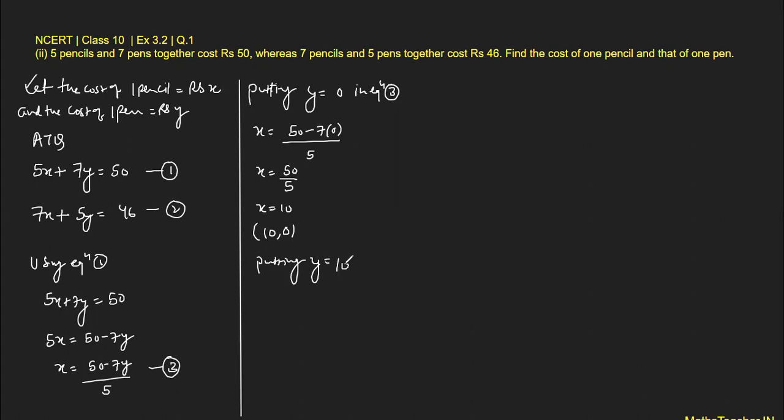If I put Y equal to 10, then X is equal to 50 minus 7 into 10 upon 5. So X is equal to 50 minus 70 upon 5, which is minus 20 upon 5, and ultimately we have minus 4. So X is equal to minus 4. The solution is minus 4 comma 10. So we got another solution, minus 4 comma 10. Now we have to find out one more solution. Let's do it.